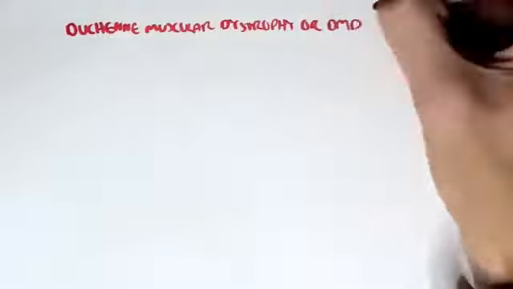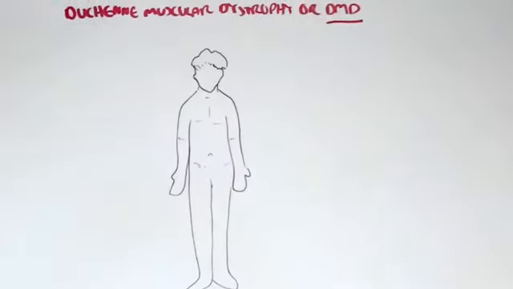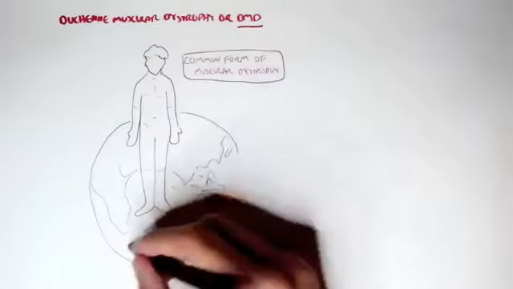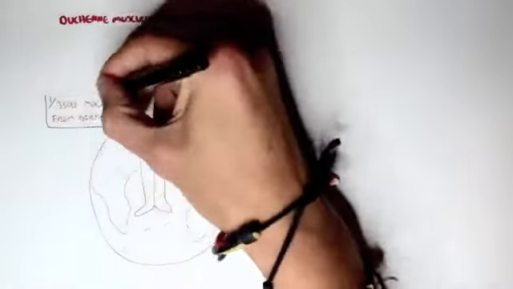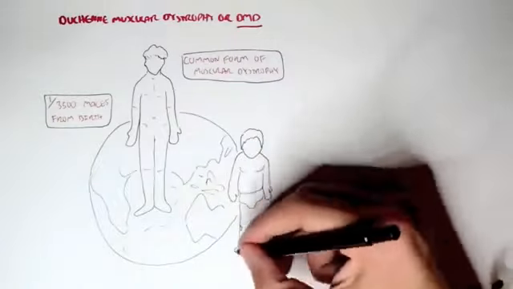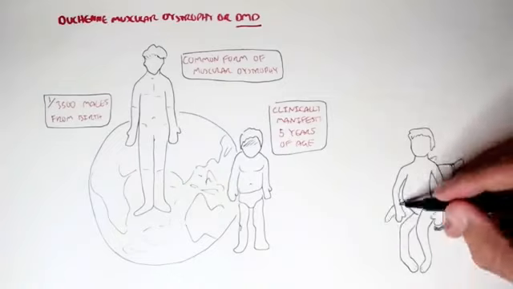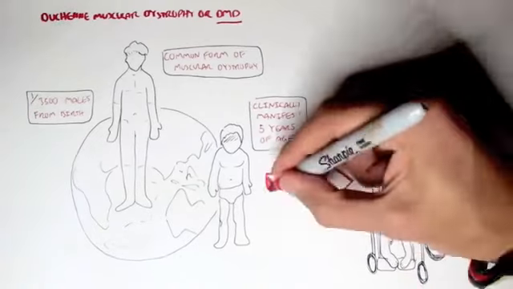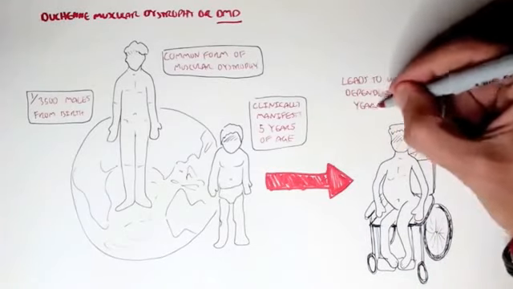So, Duchenne muscular dystrophy, or DMD. It is the most common form of muscular dystrophy. In the world, 1 out of 3,500 males from birth are affected. It clinically manifests at 5 years of age or under, and it will eventually lead to wheelchair dependence, unfortunately, by the age of 10 to 12 years old.